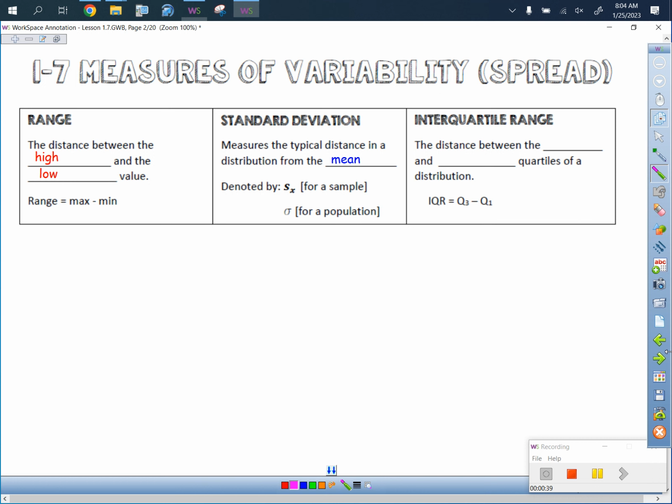You'll see two different symbols for standard deviation. Right here, this little s sub x, we'll just pronounce it as standard deviation. That's how we'll say it out loud. But they use that when you have a sample. And a sample is just like you guys.